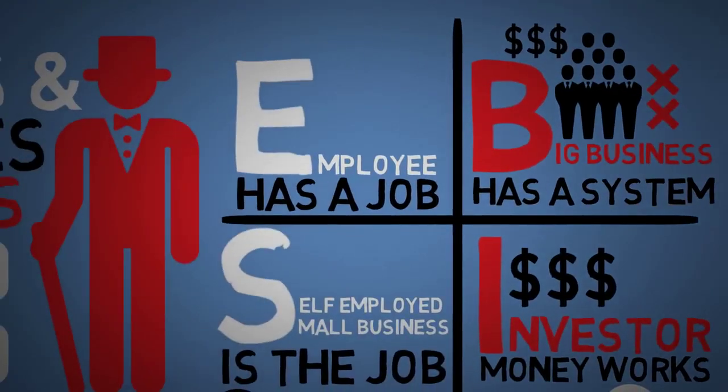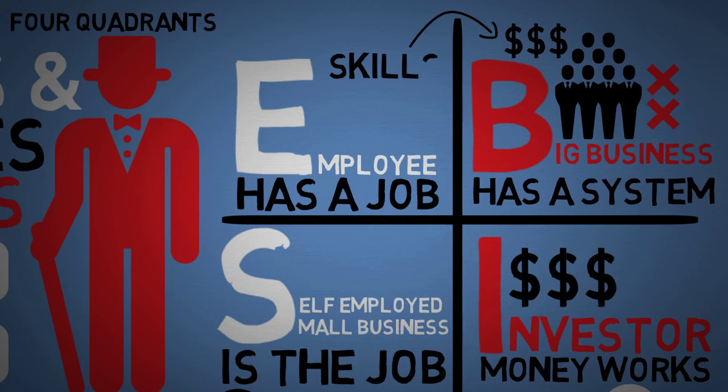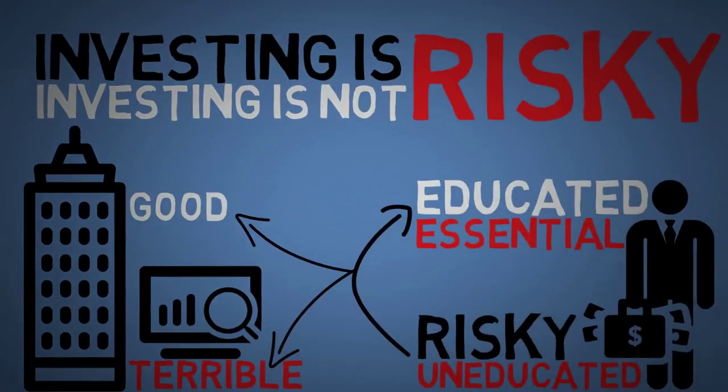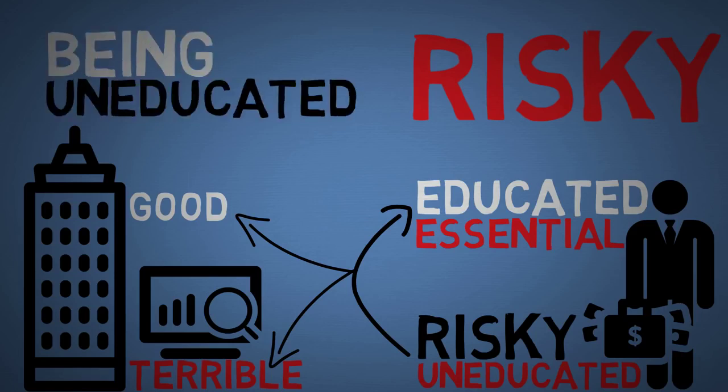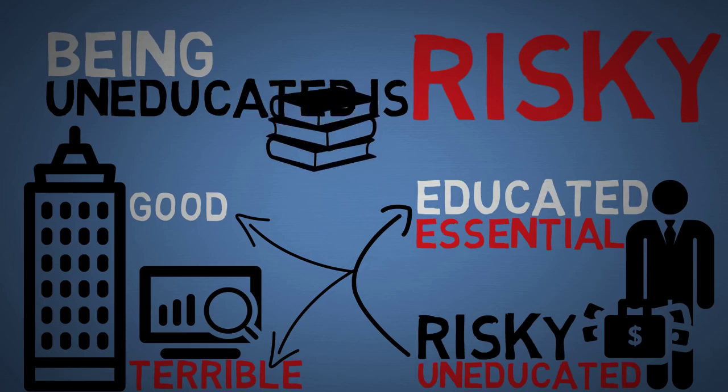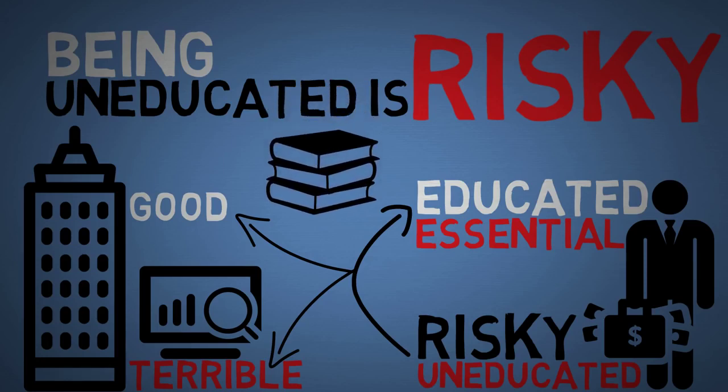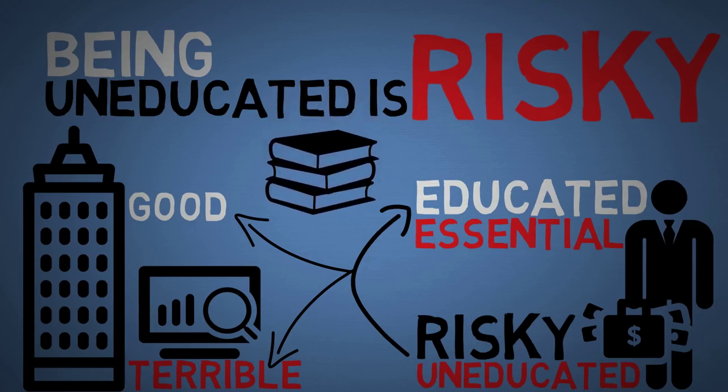So far we've discovered the 4 quadrants and we've learned that moving from one to another does not only require a new set of skills, it also requires a new mindset. Furthermore, we realize there are no risky investments. The only risky thing is being uneducated. Therefore, we need to work on our financial education so we recognize the difference between good and bad deals.